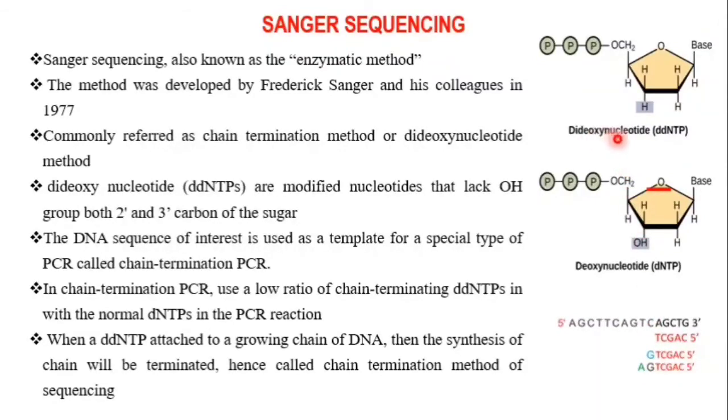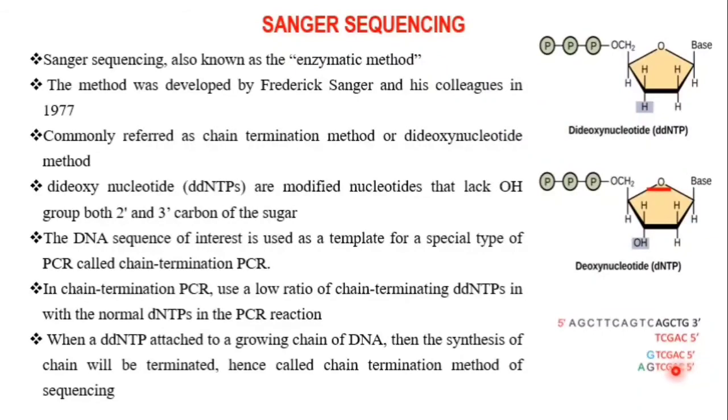When this abnormal nucleotide, the dideoxynucleotide, is attached to this primer, it does not have any 3' OH group, so the coming nucleotide cannot join with it. So the chain is terminated. This is chain termination, which is why it's called chain termination PCR.